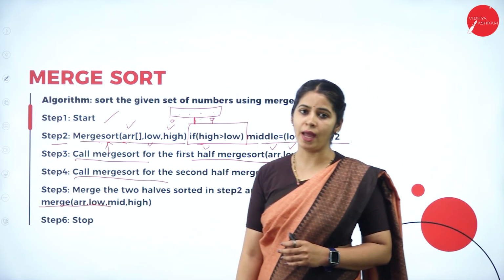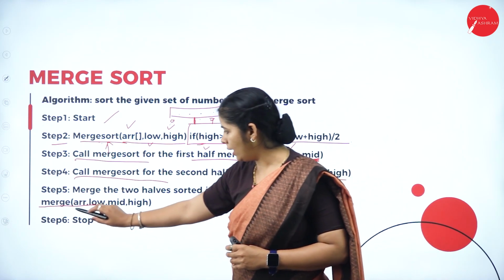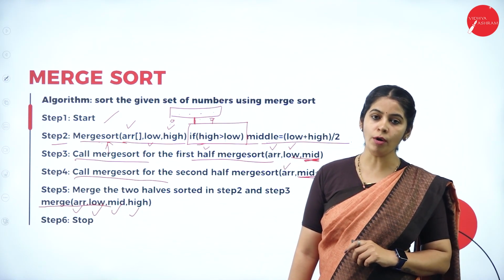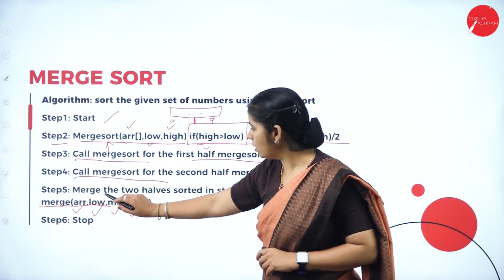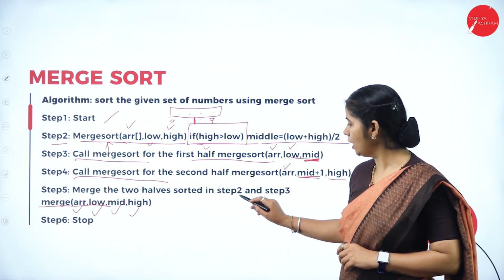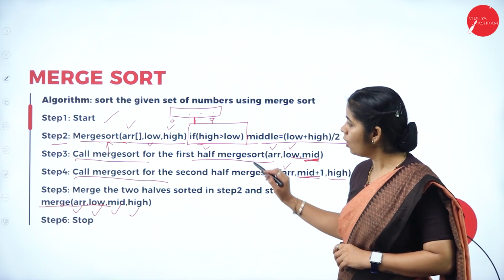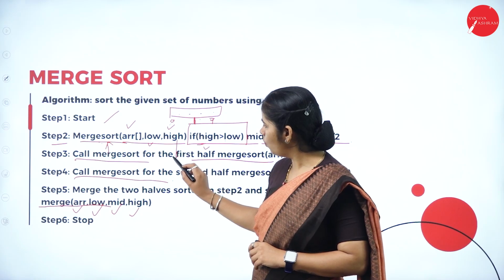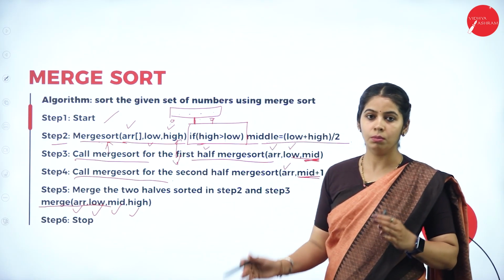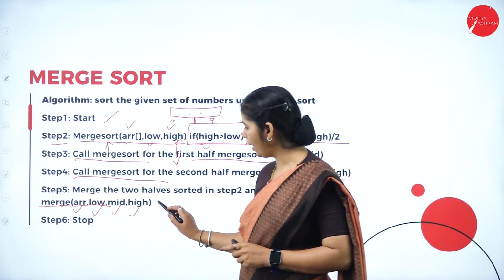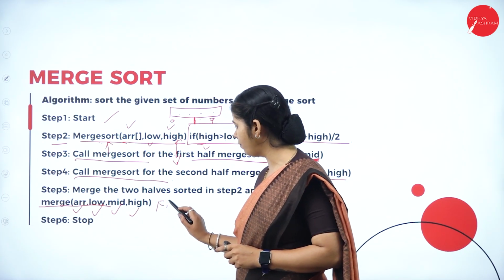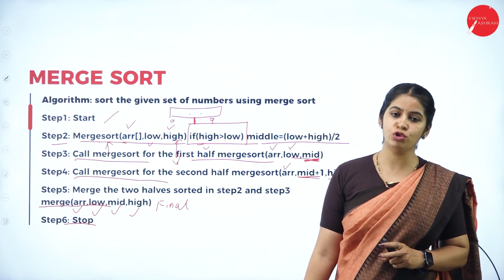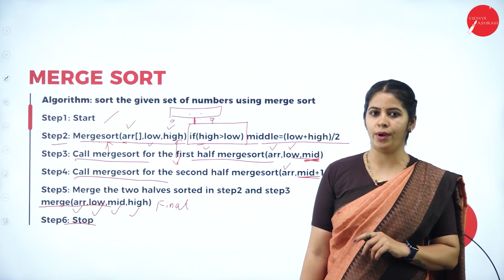So here, how many parameters are we passing? Array, low, mid and high. We are passing 4 parameters. So merge the two halves sorted in step 2 and step 3. Whatever elements are sorted in step 2 and step 3, we have to merge. Merge the elements and find the final solution. We are finding the final solution and we are stopping our execution once the array is sorted.